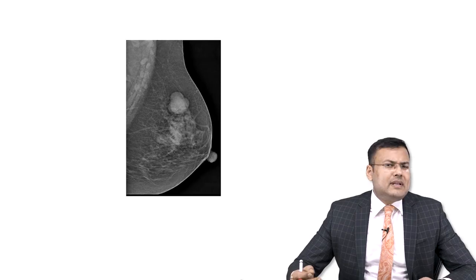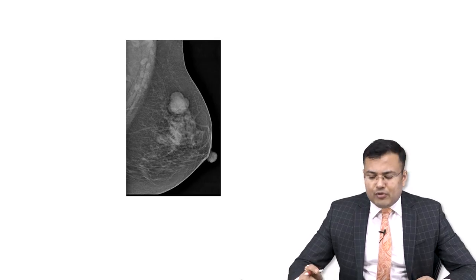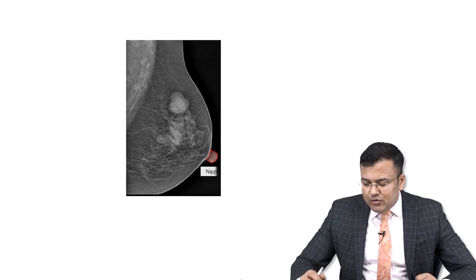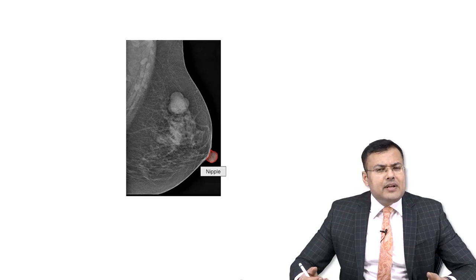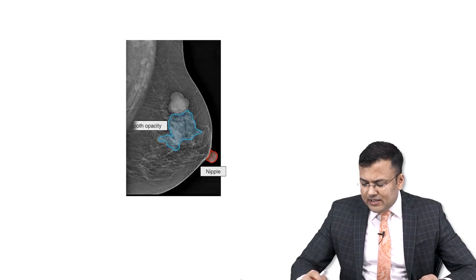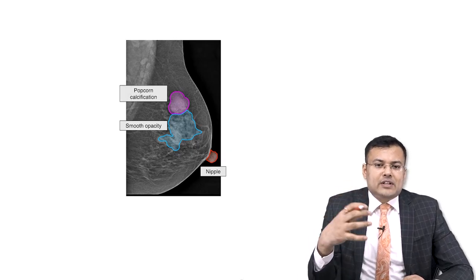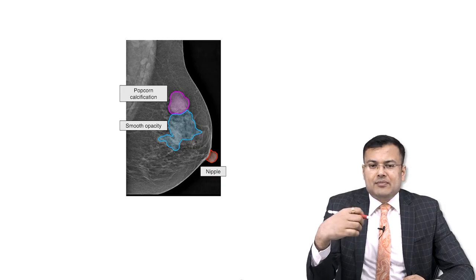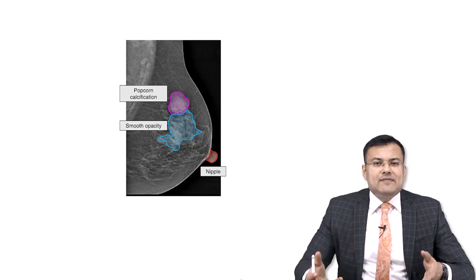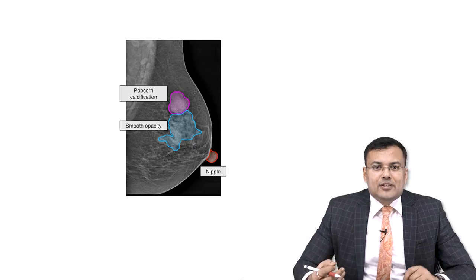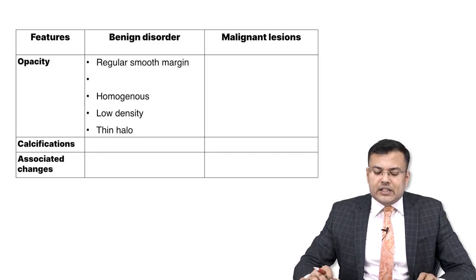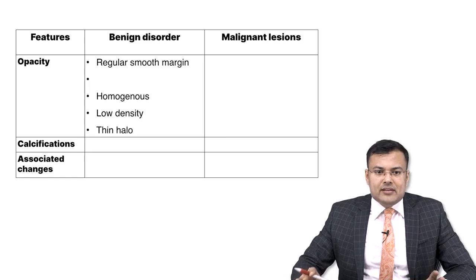One of the common benign disorders in young females is fibroadenoma. First, you can notice the nipple appears normal. What else? The smooth opacity. And there is a kind of calcification in fibroadenoma, the popcorn calcification. So these findings are suggestive of benign disorder. It's very easy to differentiate benign disorders from malignant disorders.